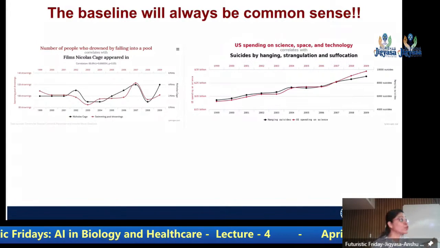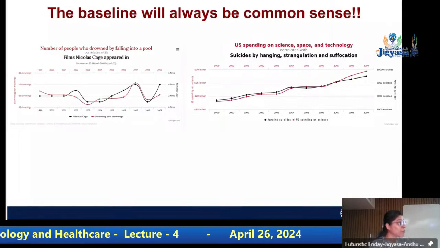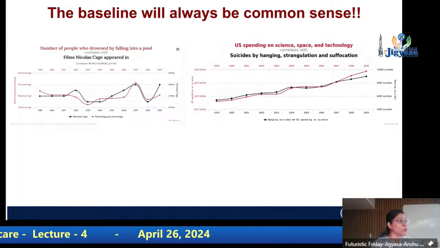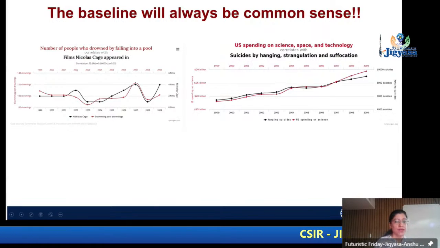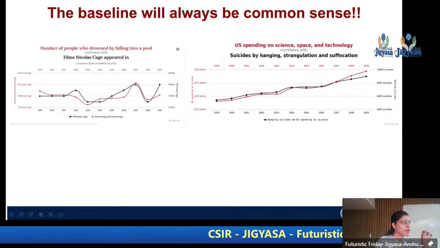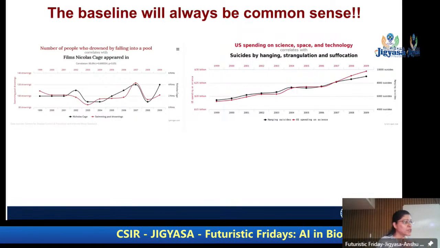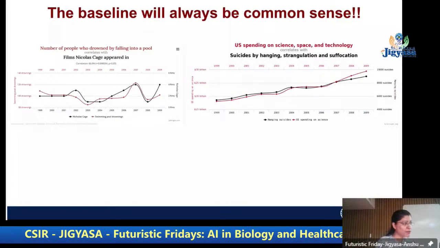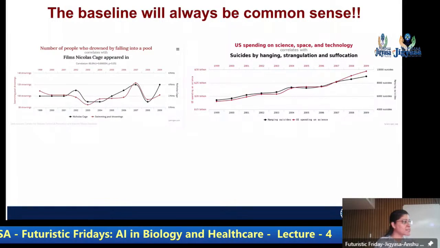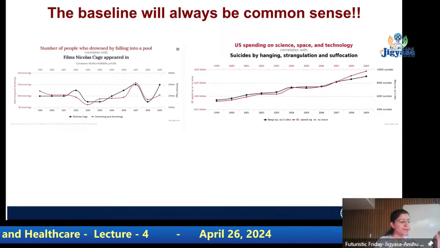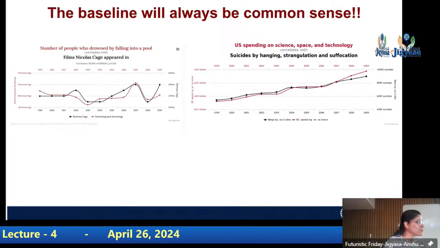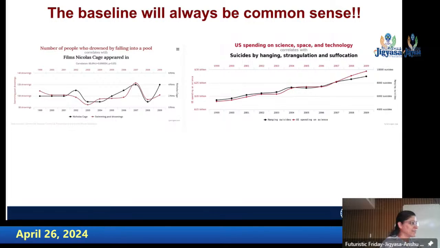Sometimes data will show you these things. And that is where you have to apply your common sense to discard these observations because they are not true. Let me give you another example. The graph on the right side says that there is a very strong correlation between US, United States of America, spending on science, space and technology versus suicides by hanging, strangulation and suffocation. And it's a very strong correlation.